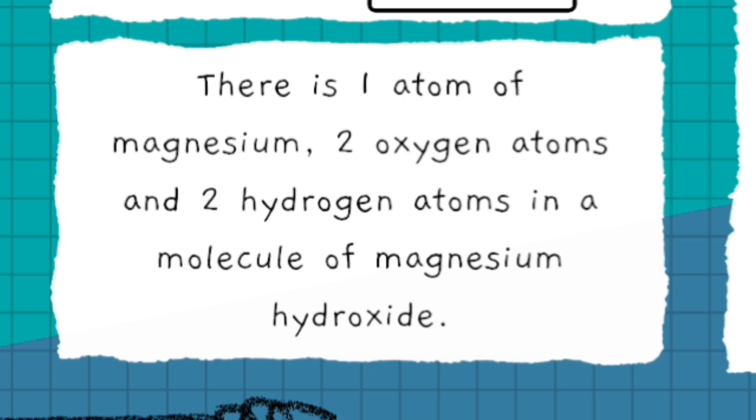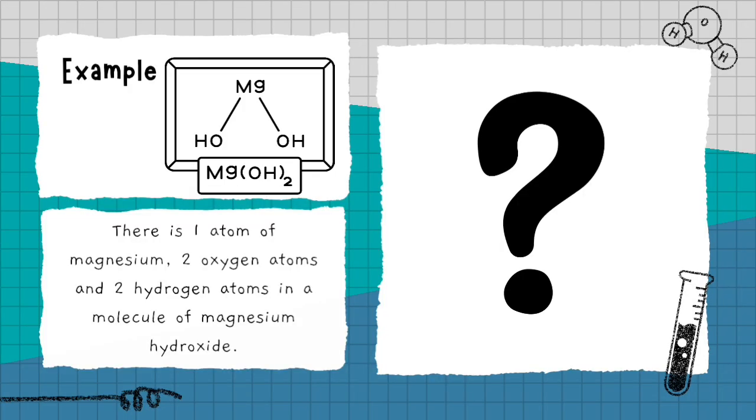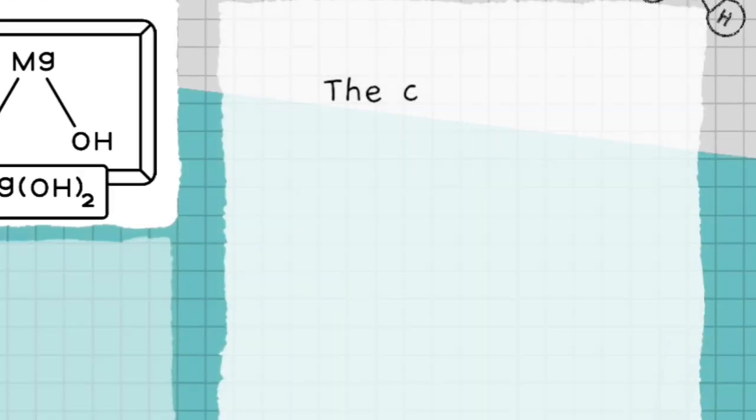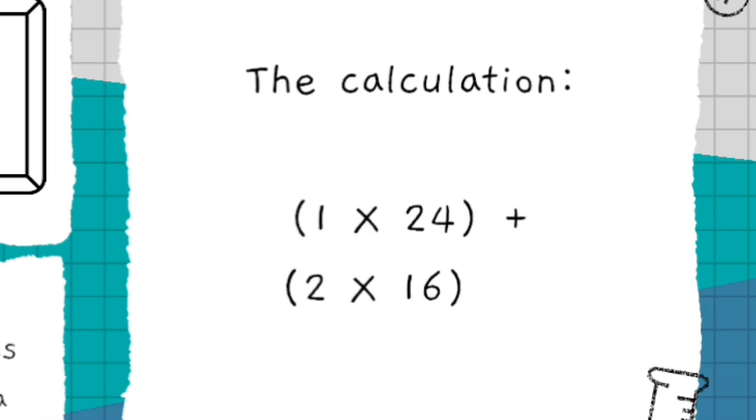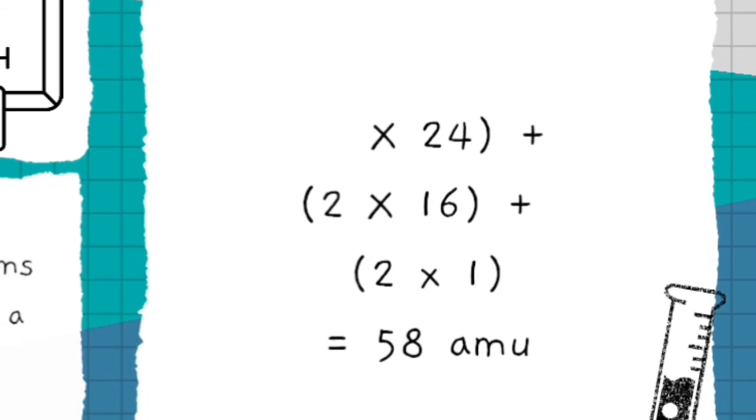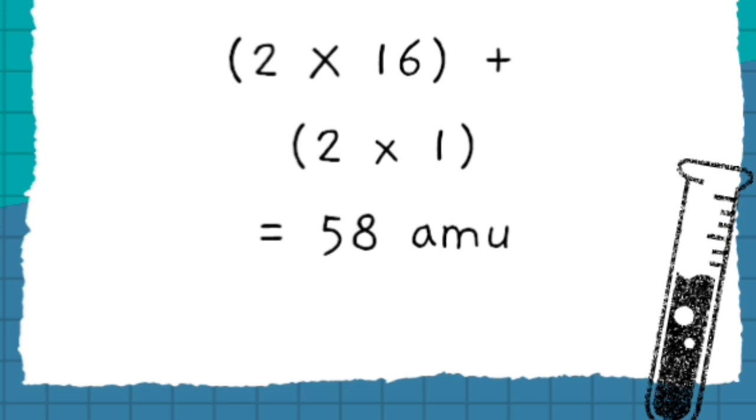Okay, try to answer this example. There is one atom of magnesium, 2 oxygen atoms, and 2 hydrogen atoms in a molecule of magnesium hydroxide. What is the answer? Correct answer is, the calculation will be 1 times 24 AMU plus 2 times 16 AMU plus 2 times 1 AMU is equals to 38 atomic mass units.